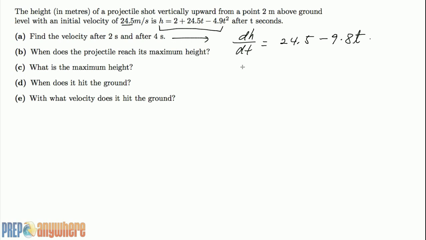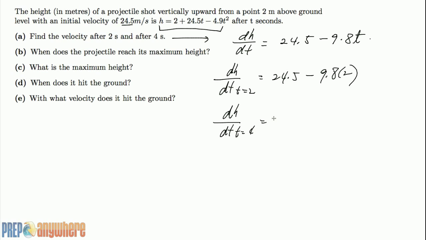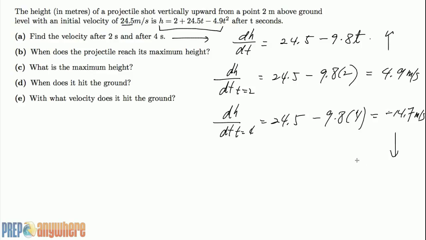So for 2 seconds and 4 seconds, all you have to do is replace the t with 2. So 24.5 minus 9.8 times 2. Okay, at 4 seconds, you just have to replace it with 4. Okay, so this is the velocity we get, 4.9 meters per second. The positive represents it's going up. Minus 14.7, that represents it's going down.